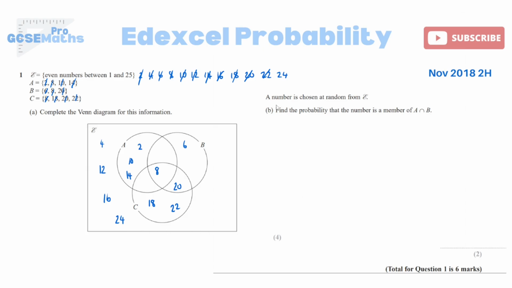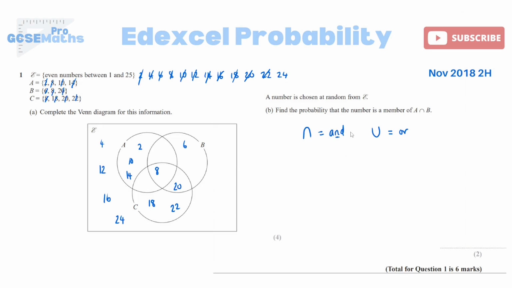Okay, part B. A number is chosen at random from the universal set, so from this whole Venn diagram. Find the probability that the number is a member of A, and then this N shape, B. So obviously you have to memorize what the N shape means. This N shape means and. The way I remember that is because the word and has an N in it. The other one is a U shape, which means or. With probability, it's normally and or.